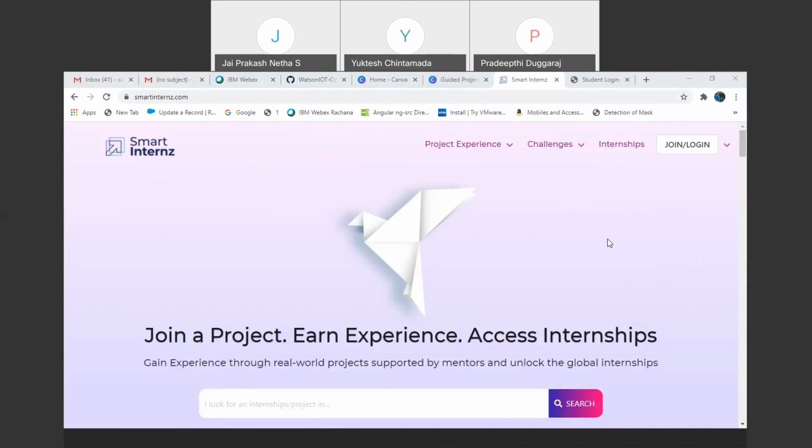So this is the Smart Interns platform. Here you have multiple things for you if you want to upskill yourself on technology. Guided projects are different projects provided with guided labs, where you can follow the step-by-step procedure given on the platform and then complete a project. There are also build-a-thons, and different challenges like the IBM build-a-thon and AWS build-a-thon, and then internships.